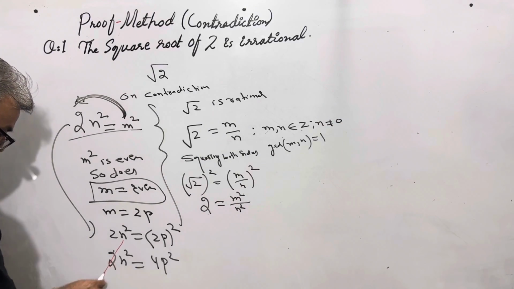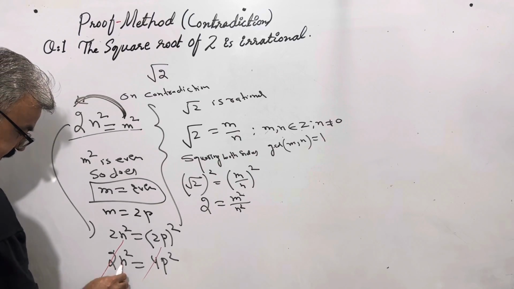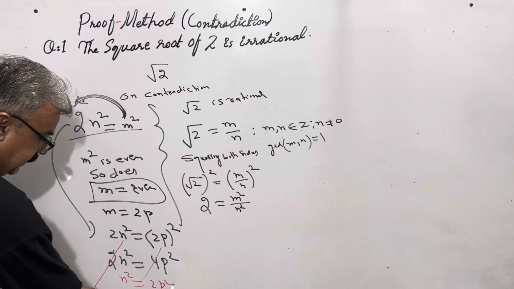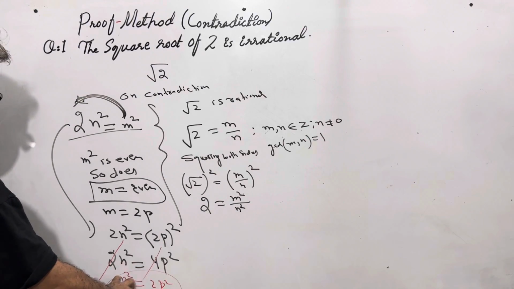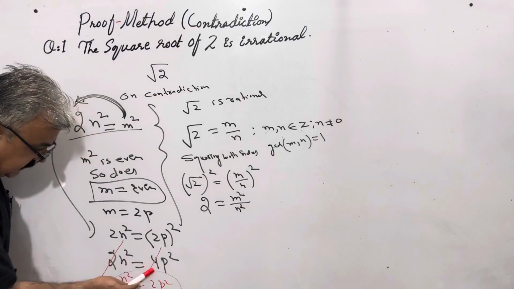Now pay attention here. Twist in the tail. 2 is the common factor. Here I can write n square is equal to 2p square. For any rational number, m and n must be relatively prime. It is a contradiction.